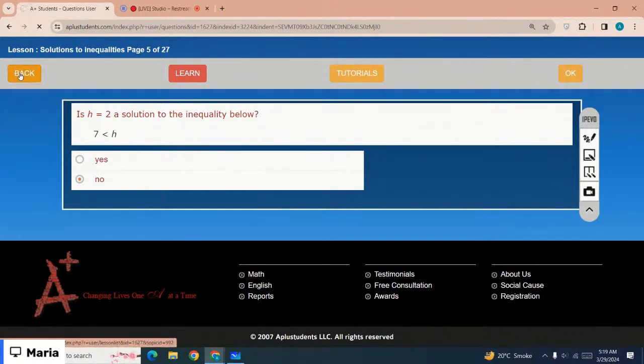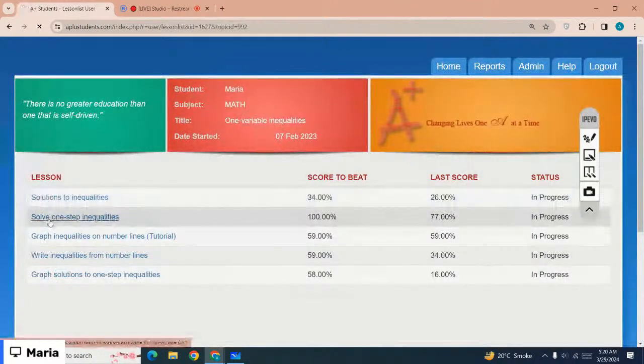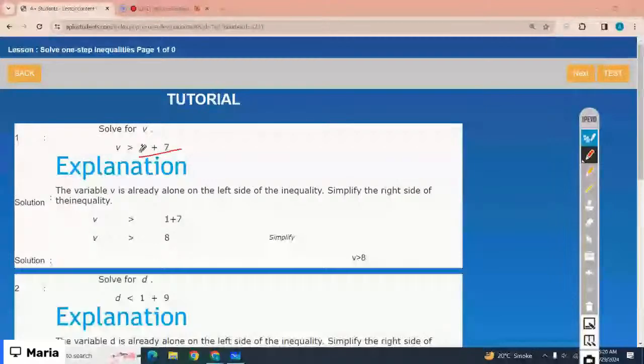The next lesson is solve one step inequalities. Example: v is greater than 1 plus 7, right? You have to solve the inequality. Simply, v is already isolated. Isolated means v is already on one side, right? You simply have to evaluate the other side. Here you have 1 plus 7. So 1 plus 7 is 8.